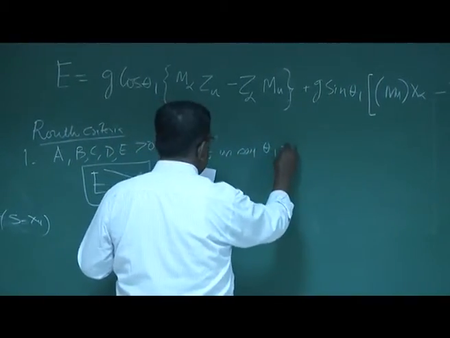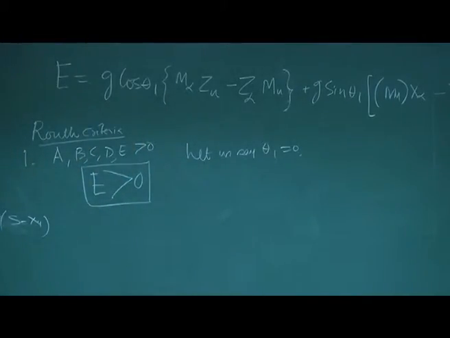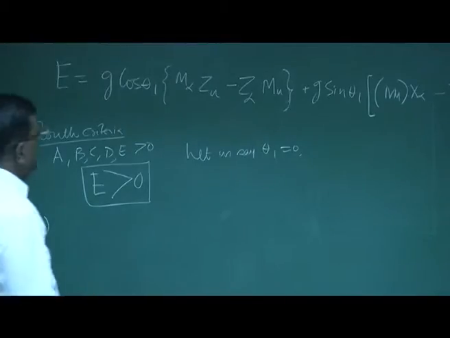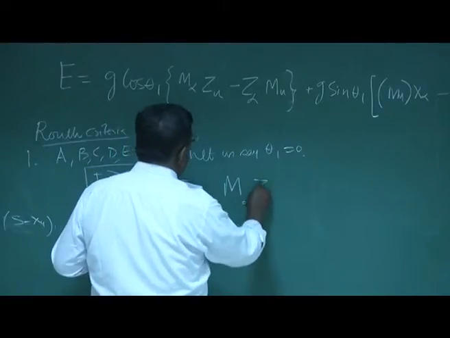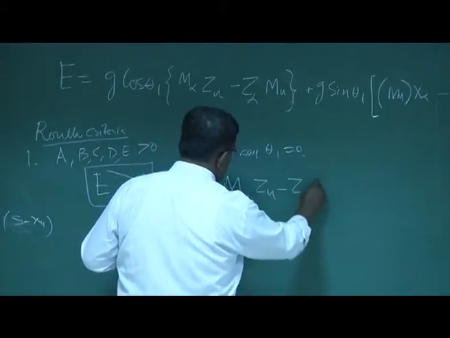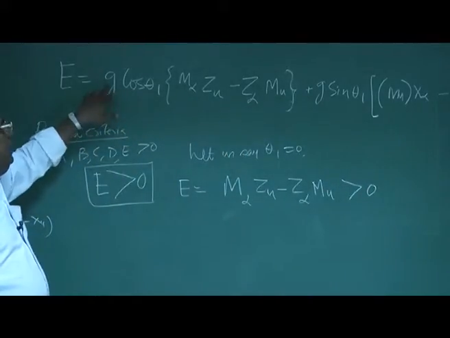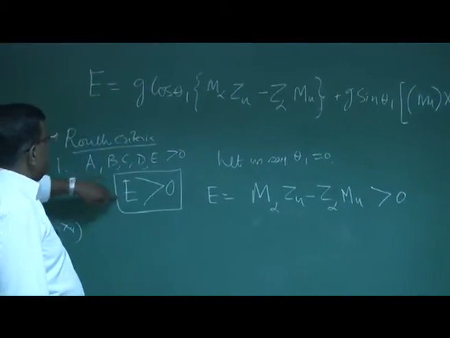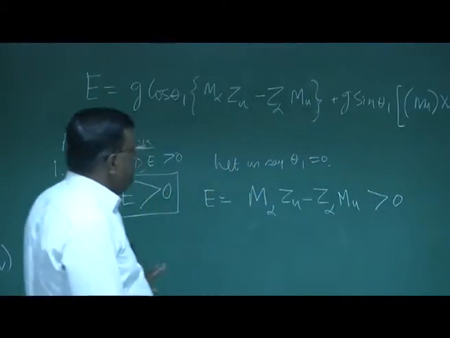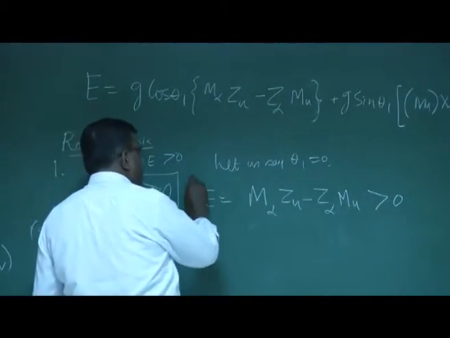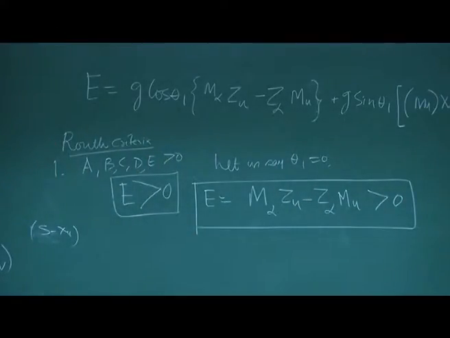Let us say theta 1 equal to 0, and we are not considering the thrust part, because it can be easily done in a similar way. If theta 1 is 0, then E is equal to m alpha Zu minus Z alpha mu greater than 0. You can understand that if theta 1 is 0, then cos theta 1 is 1, and g is always positive, so E greater than 0 means m alpha Zu minus Z alpha mu greater than 0. Correct? So this is the condition. The question is, what does this tell us?